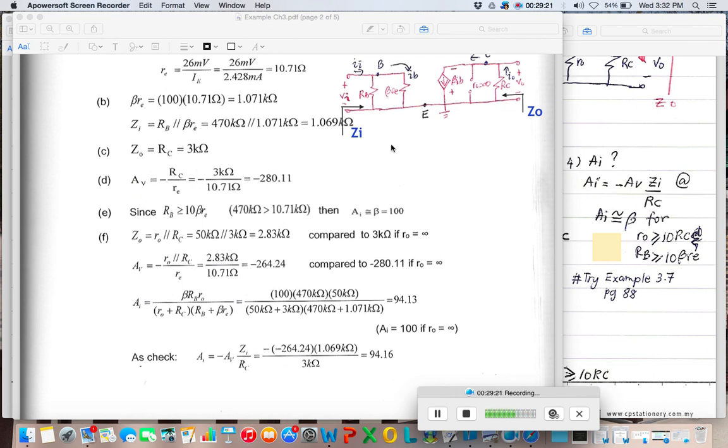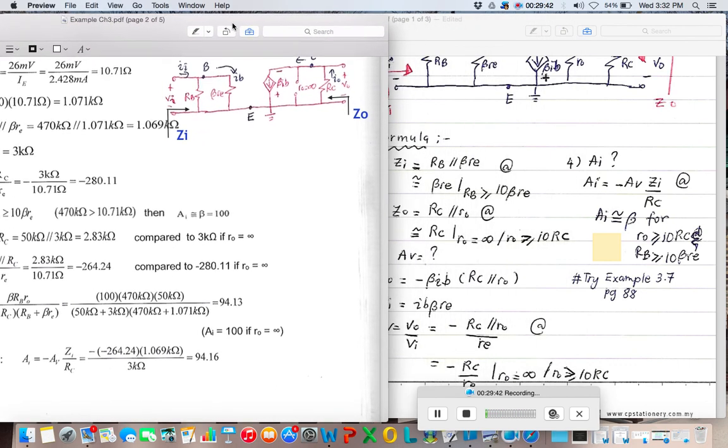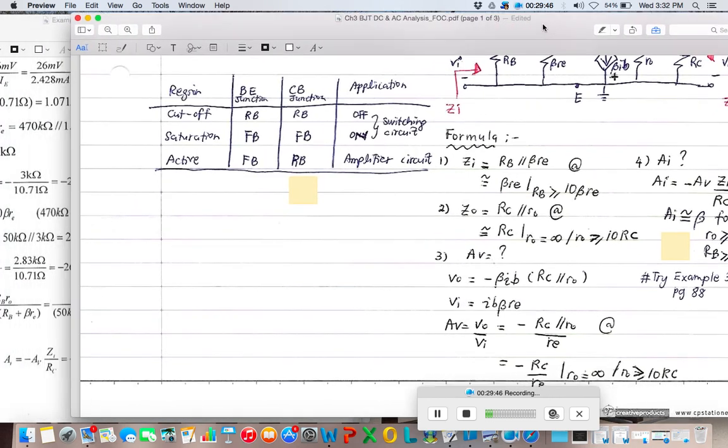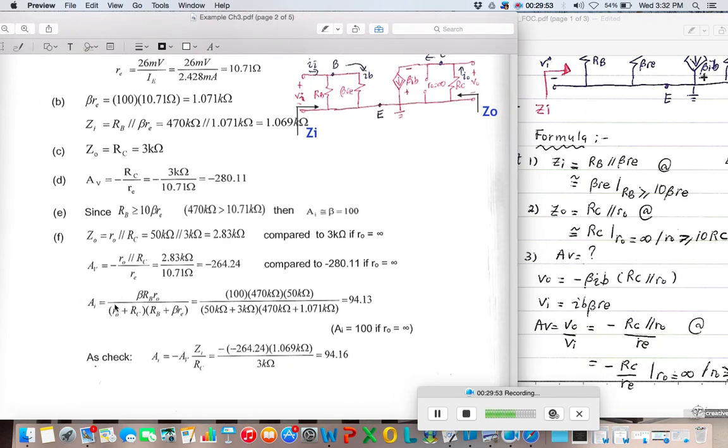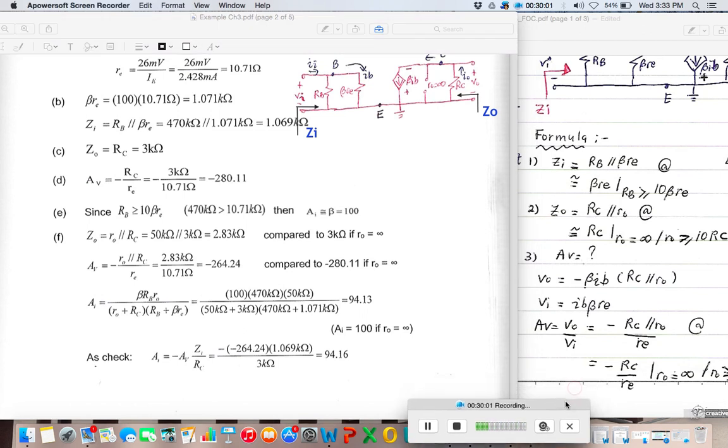Since V out is beta IB times RC, and VI is beta RE times IB, we can cancel out the IB and beta, so we only have left the minus RC over RE. Let me adjust this one. Now you can see the AV here is minus RC over RE. We are using this one here, minus 3k over 10.71k, you'll get minus 280.11. Alright, so that is AV.